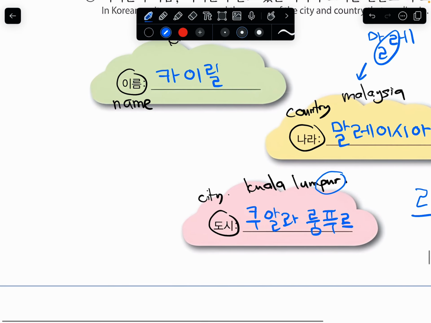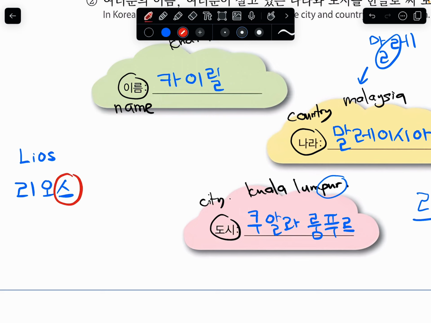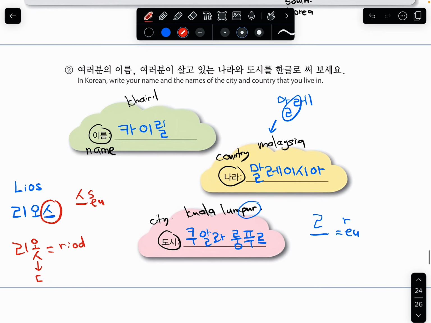So for example, your name has S at the end. For example, your name is Leos. Then you need to write your name as R-I-O-S. You need to write like this, because we cannot write it the other way, right? If you write like this, the sound will be Rio, because S becomes D. So you need to use this. So S plus this becomes the right sound. This one you can practice.